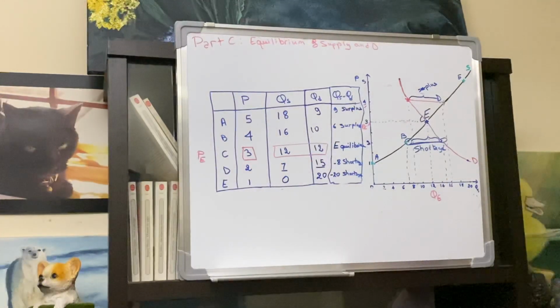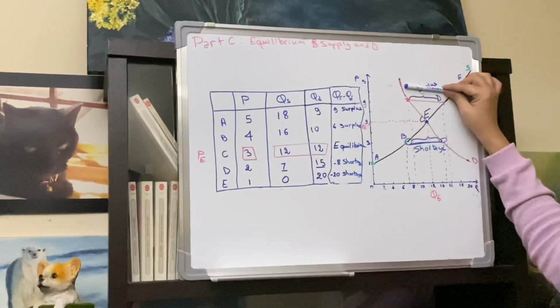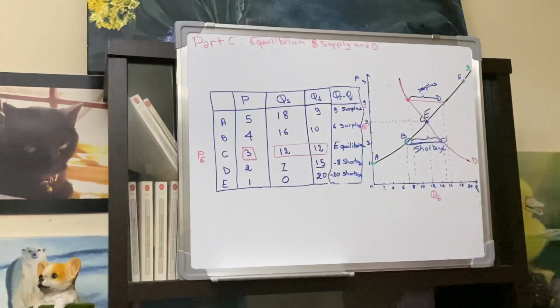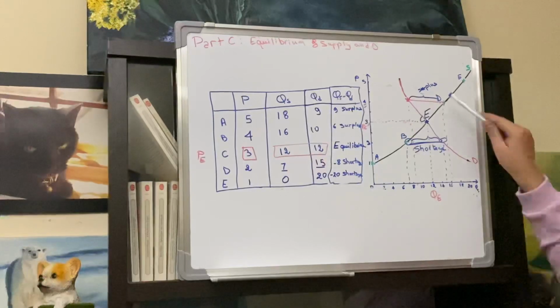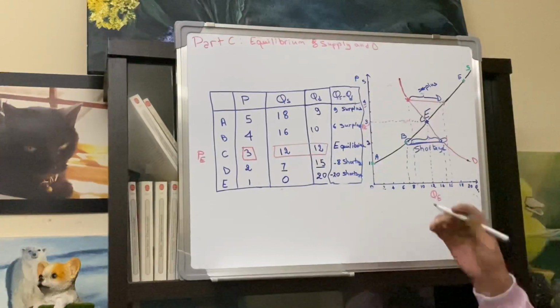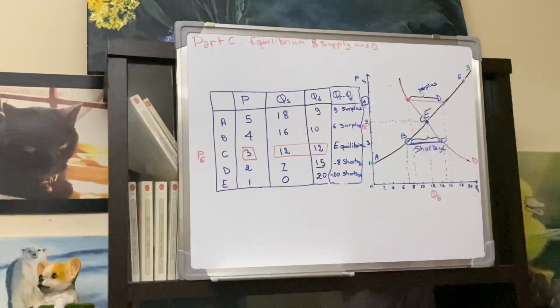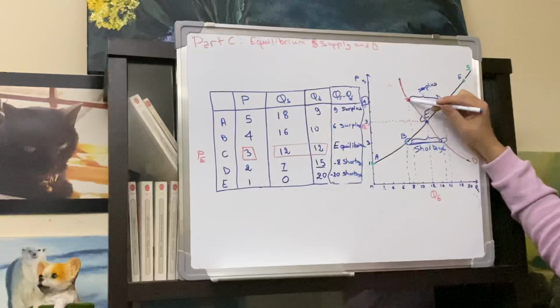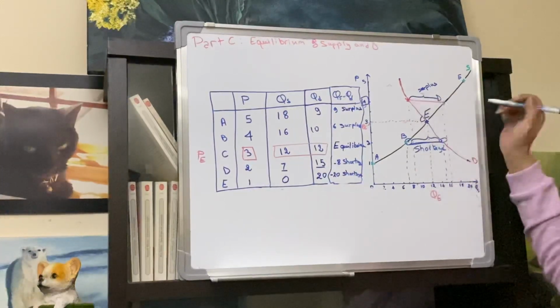Any price above the equilibrium will create a surplus. Any price below the equilibrium will create a shortage. Okay. Now let's see what happens in case the price in the market starts at 4. Okay, so we put a good at $4. Look what's going to happen. At $4, they're going to supply this amount, while people are only going to buy this amount.